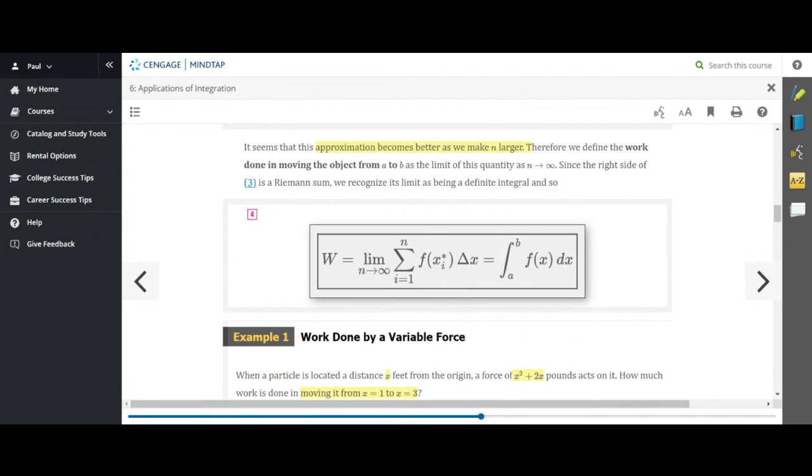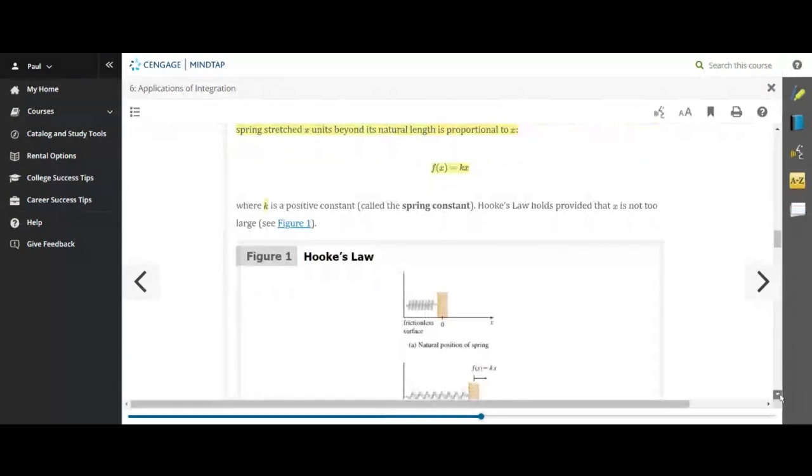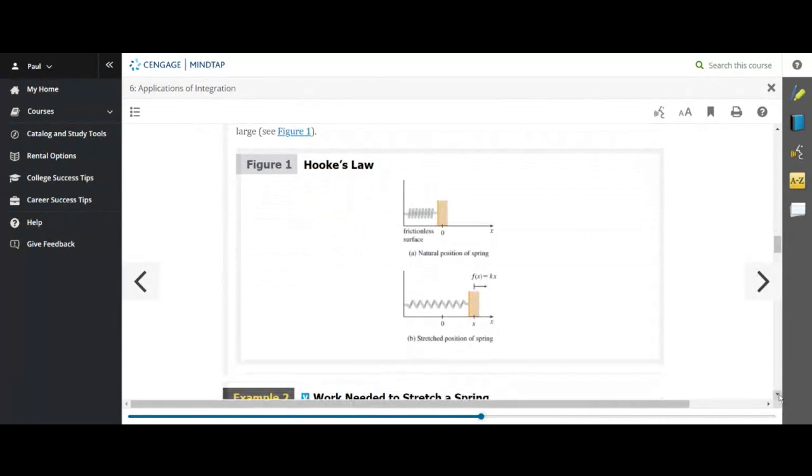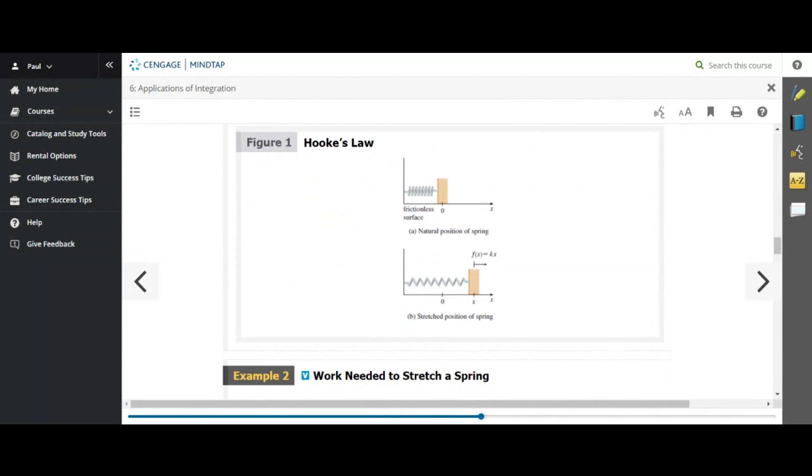Okay, well then let's move on here. Let's look at an example here. And I actually want to go to the second example here. It's going to relate to Hooke's law. How many have heard of Hooke's law? Okay, Maria has. And Jacob has.